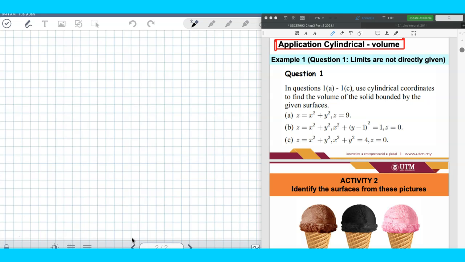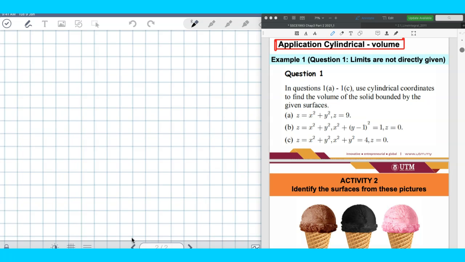Okay, look at 1A. Example on finding volume using cylindrical coordinates. So question A: you have to use cylindrical coordinates to find the volume of the solid bounded by the given surfaces. You have the surface z equal to x squared plus y squared and also the surface z equal to 9. So z equal to 9 is a flat plane, and what is z equal to x squared plus y squared?